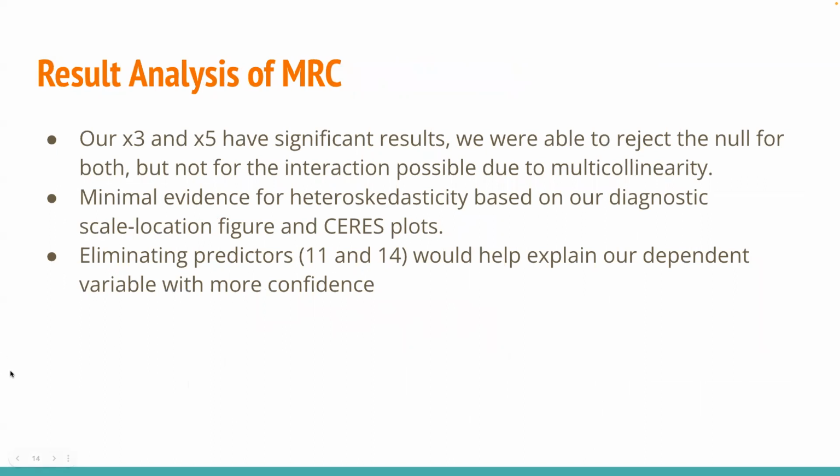So we ran some diagnostic tests on our plot points for MRC, and we found that our X3 and our X5 have significant results. We were able to reject the null for both, but not for the interaction, possibly due to multicollinearity. There's minimal evidence for heteroscedasticity based on our diagnostic scale location figure and the series plots we did. And eliminating predictors 11 and 14 specifically would really help explain our dependent variable with a little bit more confidence. Overall, I don't think this was a bad test at all.